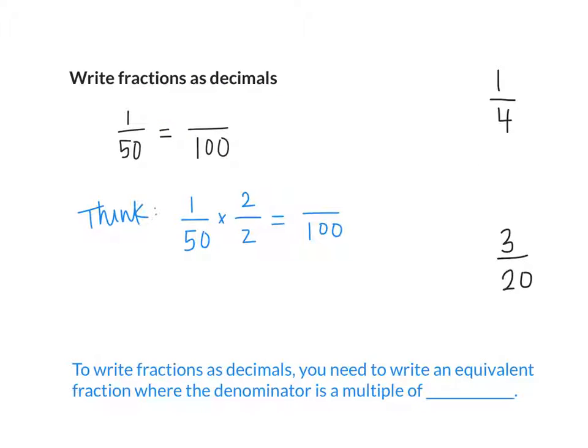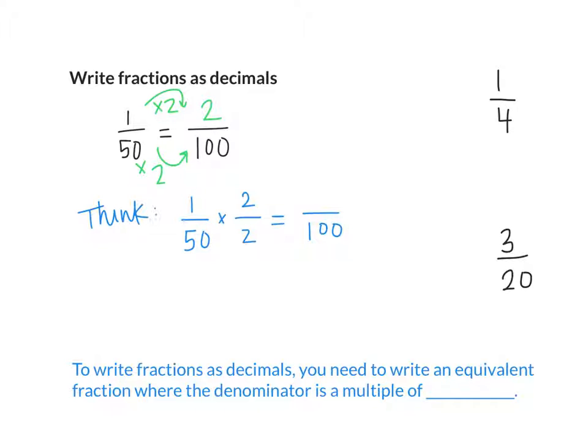Before we go on with today's lesson, let's first talk about how we can write fractions as decimals. If I have 1/50th over here, and I want to write an equivalent fraction, how did I change the denominator from 50 to 100? What did I have to do? Multiply by 2, which means in the numerator, I also need to do what? So do you agree that 2/100ths is the same as 1/50th?